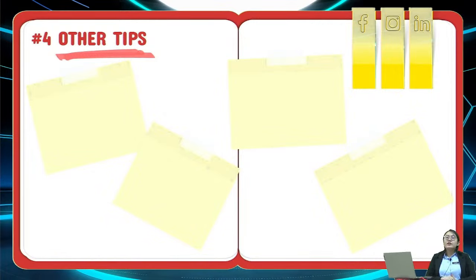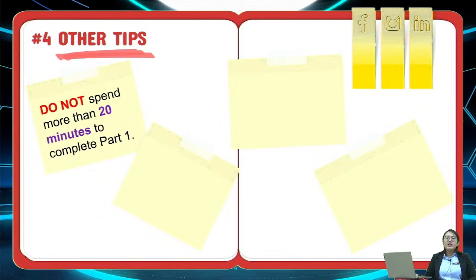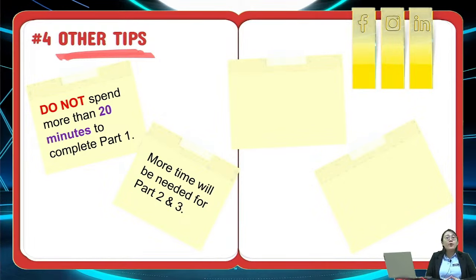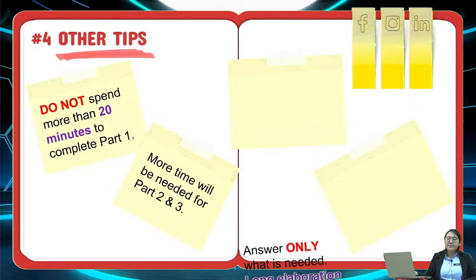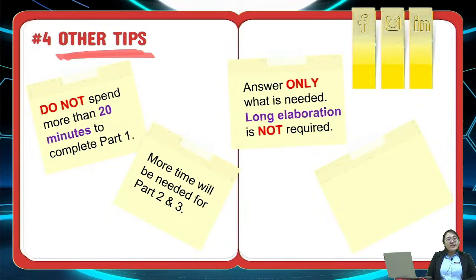Alright, okay, so now let's look at some other tips that we have for part 1. The suggestion is that please do not spend more than 20 minutes to complete part 1, because in part 1 you're only required to write 80 words. So it will be a waste of time if you write a 150 word email or a 120 word email, because you will be needing more time for your part 2 and part 3, which require you to write longer essays.